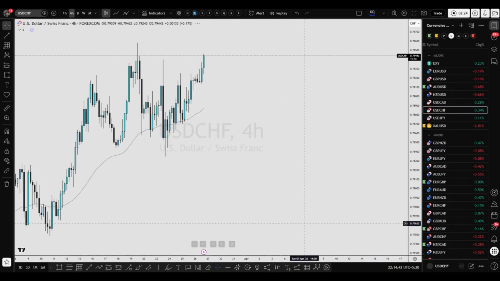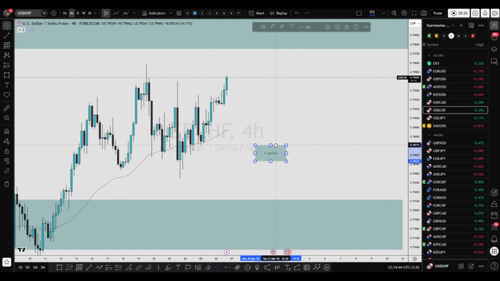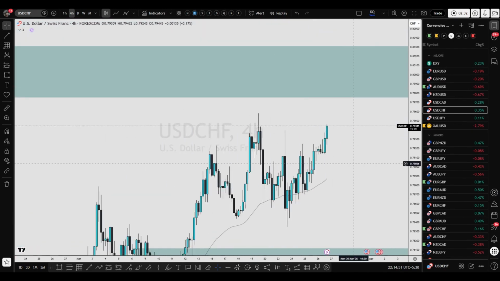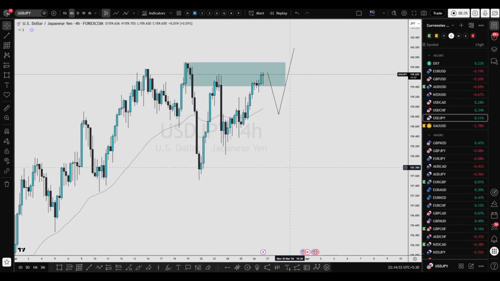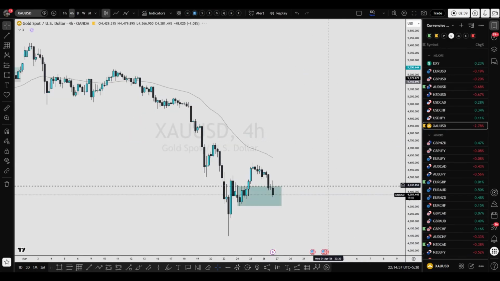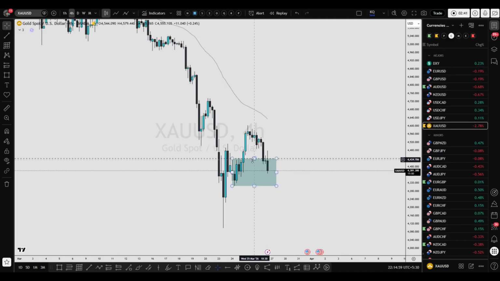USD CAD, there is nothing. USD CHF, we're just creating a new breakout structure. So after creating a breakout structure, if price corrects back lower, in that case I can look for longs. USD JPY, I'm waiting for a corrective phase down before I start looking for longs. Gold, I'm waiting for a closing outside this zone.